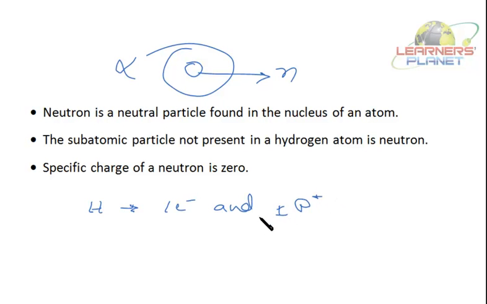How were the canal rays discovered in the discharge tube? See, by taking hydrogen gas in the discharge tube. Now they didn't produce any neutron there. Only the protons were produced by the hydrogen. So this particle is not present in the hydrogen atom. See, this neutron is slightly heavier than proton.